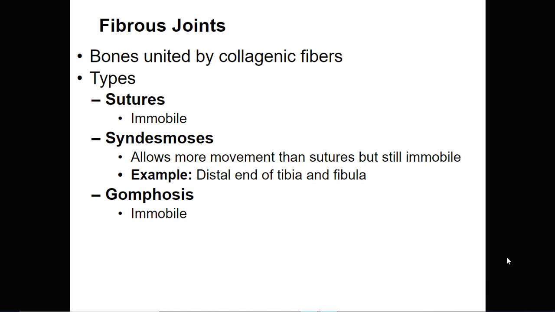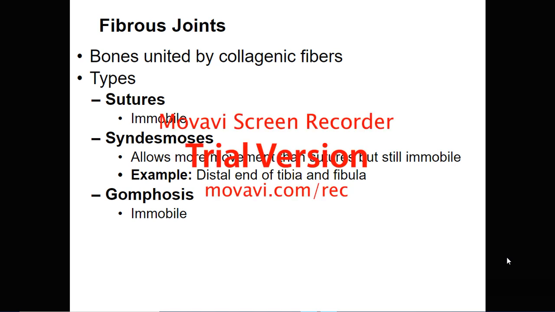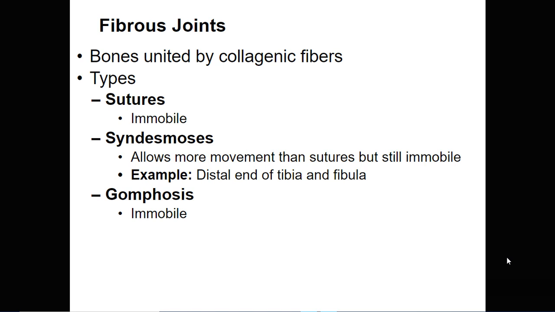And then the last type of fibrous joint is gomphosis, and essentially this is only found in your teeth. We're going to talk about this when we get to the picture. But again, this is only found in your teeth, and it's going to be short collagen fibers, and it's going to be immobile.